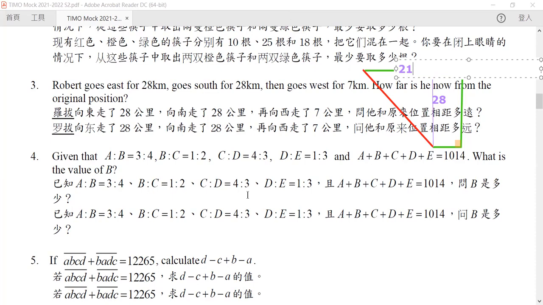So we find a right angle triangle in which its two sides are 21 and 28. By this, we can calculate the distance. So the distance squared is equal to 21 squared plus 28 squared.